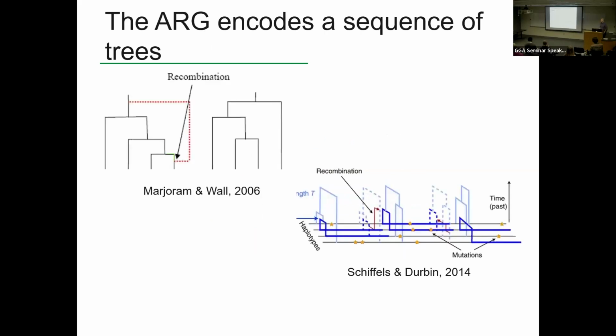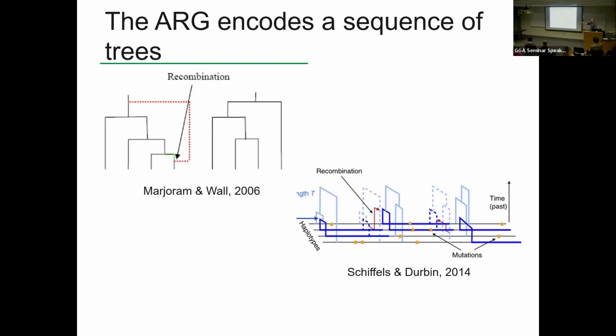Of course, if we're thinking about a whole sexually reproducing organism, we can't think of just one tree as describing the whole genome, because recombination events happen. And so recombination breaks up that pattern, and it does things like this.